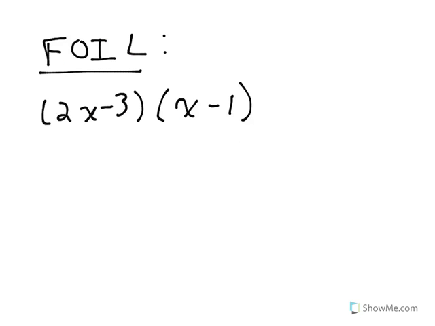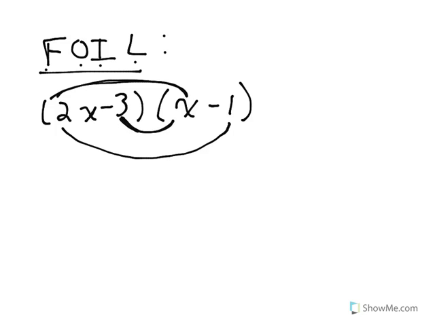When we multiply binomials, we FOIL, meaning F stands for first, multiply the first numbers, O stands for multiply the outside numbers, I stands for multiply the inside numbers, and L stands for multiply the last terms. FOIL.